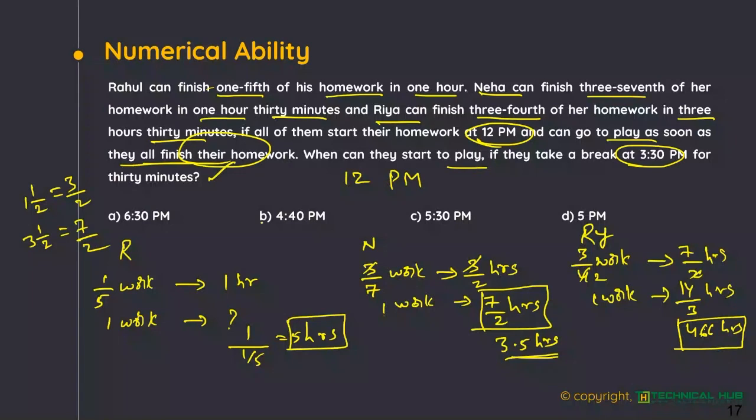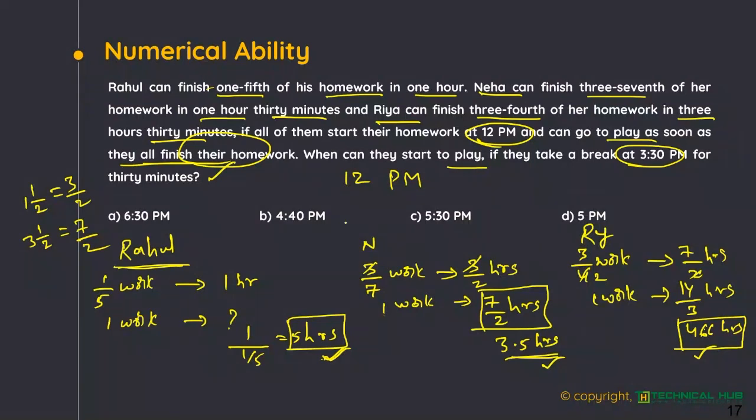Here, according to these three time periods, if you observe carefully, the first person, Rahul, will take more time to complete the work. So for the entire 5 hours, until Rahul finishes the work, they are not in a position to go for play. So definitely Rahul has to finish the work.